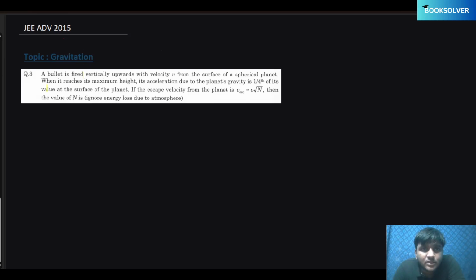Let's first read the question. We are given a bullet which is fired vertically upwards with a velocity v from the surface of a spherical planet. When it reaches its maximum height, its acceleration due to the planet's gravity is 1/4 of its value at the surface of the planet. If the escape velocity of the planet is v escape equal to v root n, then the value of n is. Basically, we have to find the escape velocity and the velocity v in terms of n. So let's imagine this question.